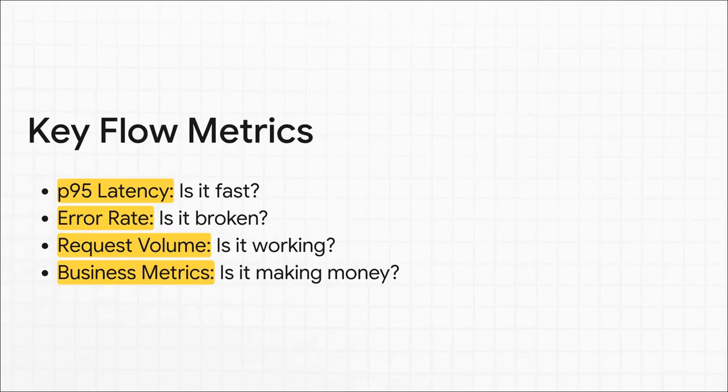Okay, so for any user journey you want to monitor, there are really 4 fundamental questions we need to answer. First, is it fast? For this, we look at something called P95 latency. This is great because it tells us the experience for the vast majority, like 95% of our users, and it ignores those crazy outliers. It's a much more honest number than a simple average. Second, is it broken? Simple, that's our error rate. Third, is it even working? Like, are people using it? That's our request volume. And finally, the big one, is it making money? That's where our business metrics come in.